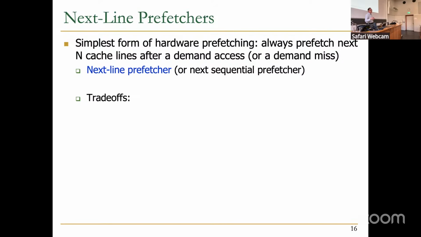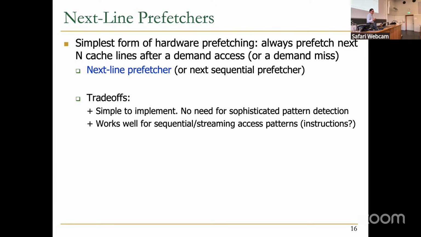This is called the next line prefetcher. It's also called next sequential prefetcher in old literature. And n is, of course, important to think about. It's very simple to implement. Here, there's no need for sophisticated pattern detection, right? You always prefetch the next n cache lines. It works well for sequential or streaming access patterns. Then the question is, what are those? Instructions, for example, if you keep going through the instruction stream, it's very sequential, right? If you keep going through an array, that's very sequential. So those kind of access patterns, it could work well.